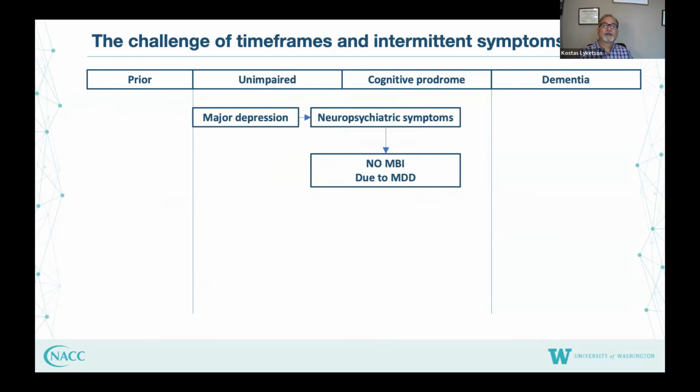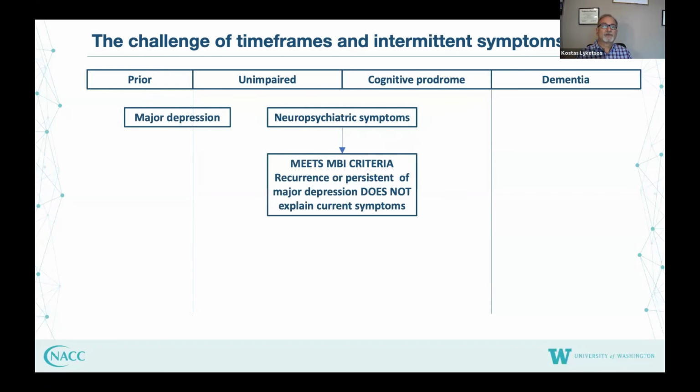Drilling down a little bit further, of course, you could have a situation where someone is followed as part of your center for many years, so they now develop major depression or a psychiatric illness that meets the DSM criteria. By definition, these are neuropsychiatric symptoms. They're just emerging while you're observing the participants. And so such a person would not have MBI because this is basically major depression, simply showing up under your own observation.